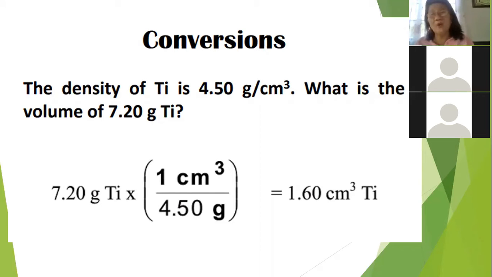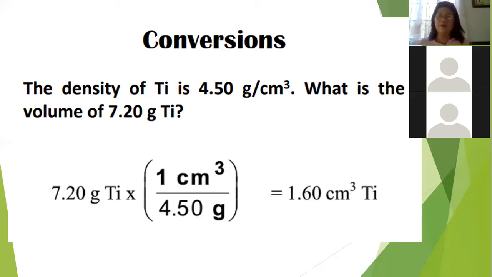In 1 gallon, how many liters? That is 3.78 liters. In 1 liter, how many milliliters? The prefix is milli, meaning in 1 liter, that is 1,000 milliliters. In 1 liter, how many cubic centimeters? That is 1,000 cubic centimeters. Those are the so-called conversion factors.